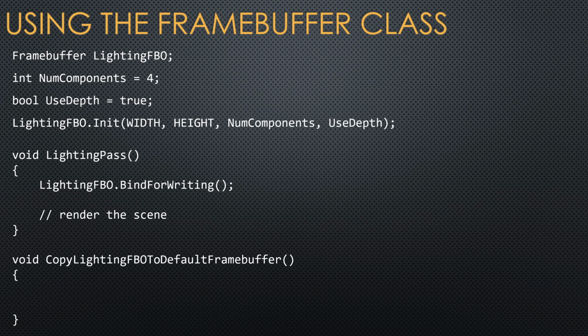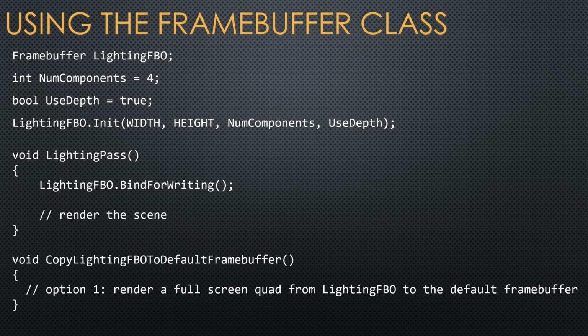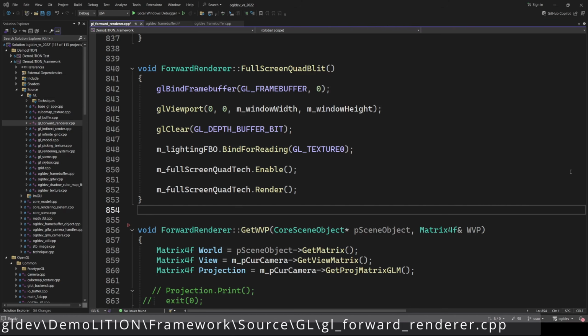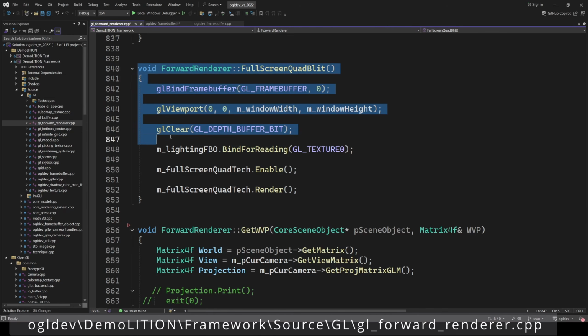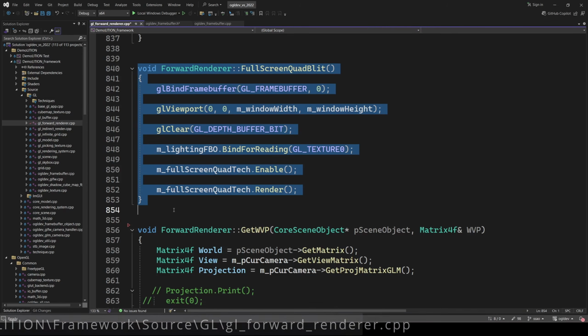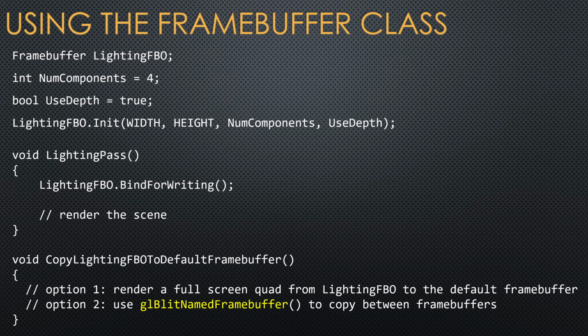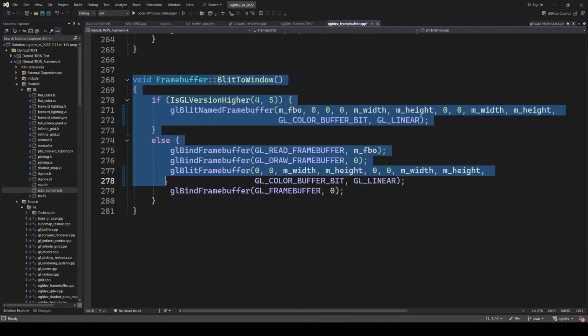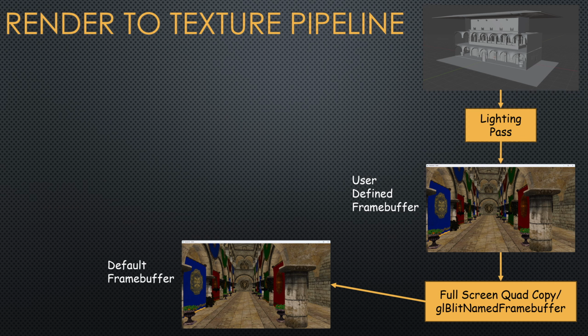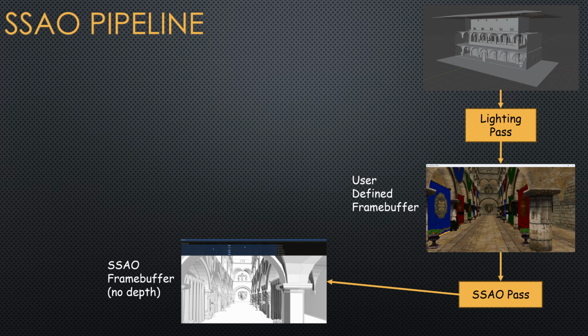There are at least 2 ways to do that. You can render a full screen quad to copy between the FBOs pixel by pixel. If you're interested in that, you can use my code here as a reference. But OpenGL provides a better way to blit one FBO to another in a single function call. This should work faster than the shader method. The frame buffer class provides a wrapper function for that. At this point, the scene should look as usual. The next step is to add an SSAO pass after the main lighting pass.